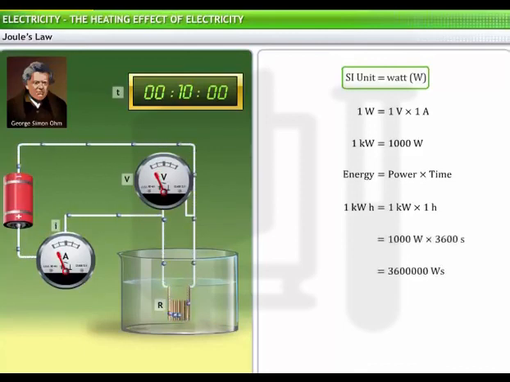Simplifying the expression, 1 kilowatt-hour is equal to 3.6 into 10 power 6 watt-seconds. As 1 joule equals 1 watt-second, 1 kilowatt-hour equals 3.6 into 10 power 6 joule.